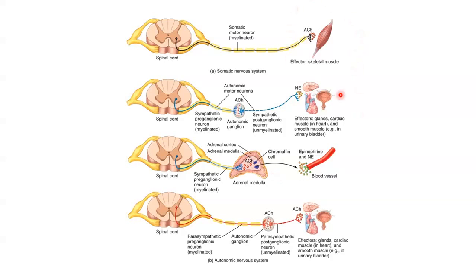In our somatic nervous system, all of our motor neurons will release the neurotransmitter acetylcholine. In the autonomic nervous system, so looking at these three neurons down here, they will either secrete acetylcholine or that epinephrine or norepinephrine.